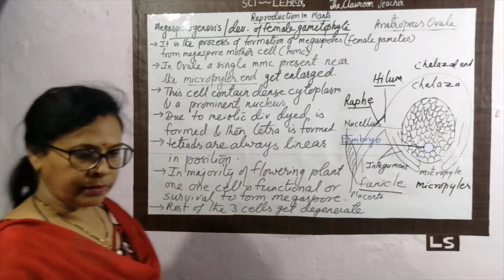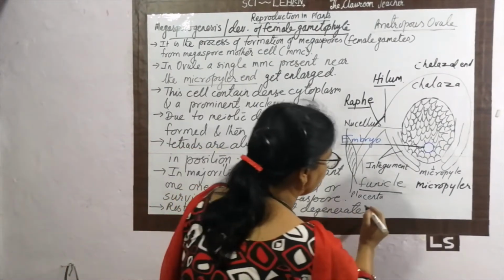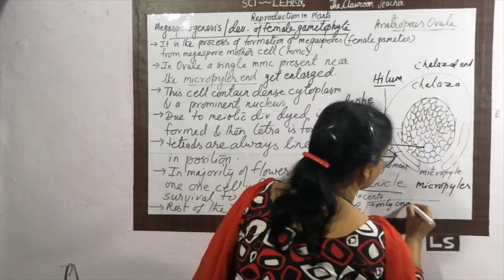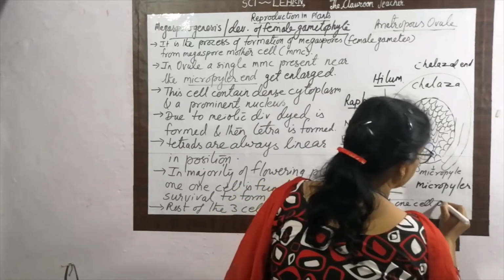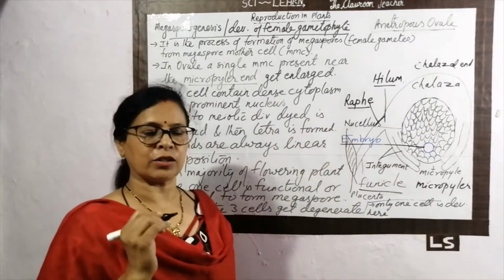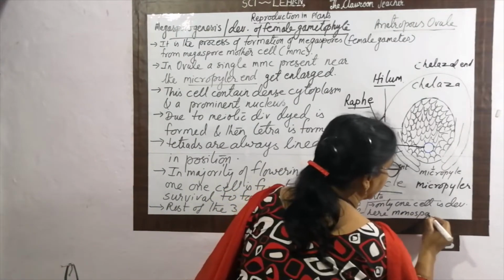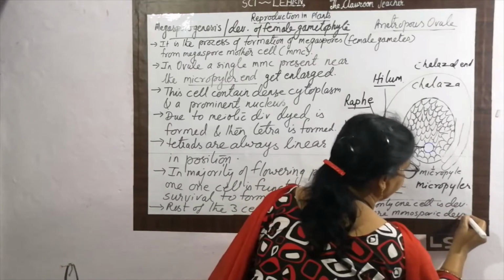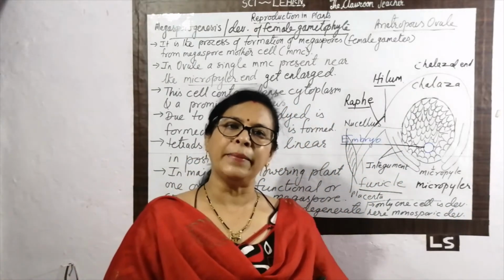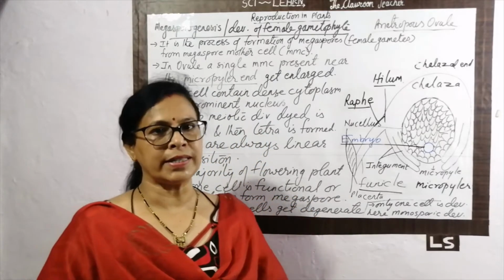Okay, only one. I write it here. Only one cell is developed here. So this development is called monosporic development. Okay, this is all about the detailing of the development of the megaspore, how the megaspore is formed. Now let's move towards the diagram.